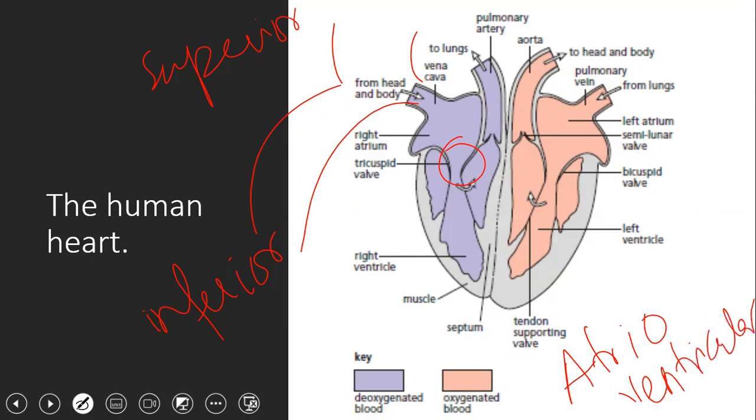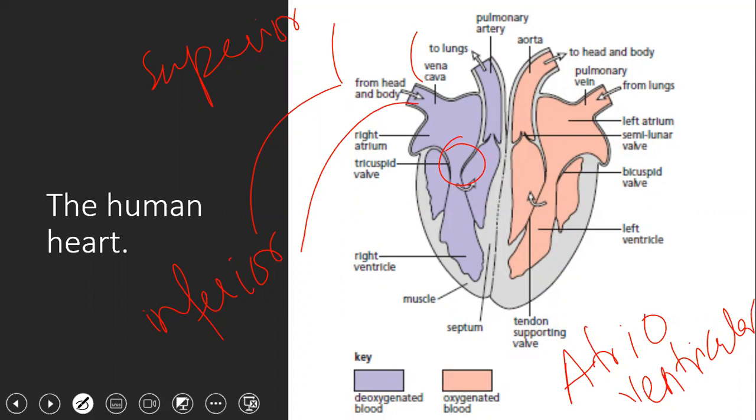So you have an atrioventricular valve that is present between your atrium and your ventricle. It's a general terminology. Then you have specific names at the right side and left side. The atrioventricular valve is basically going to allow the blood to travel, and it's going to prevent backflow of blood.